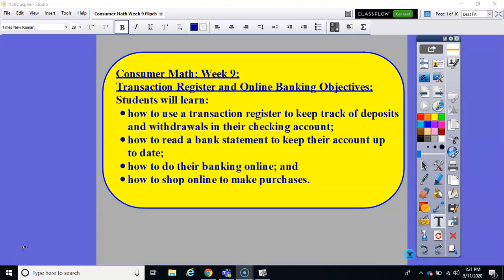And this week we are covering transaction register and online banking. So our objectives this week are to learn how to use a transaction register to keep track of our deposits and withdrawals in our checking account, how to read a bank statement so that we can keep our account up to date, and also how to do our banking online so that you don't have to go to the bank to do certain things, and how to shop online to make purchases, which is really important right now when we can't really do much shopping outside of the house.